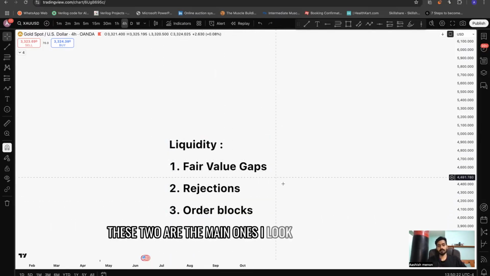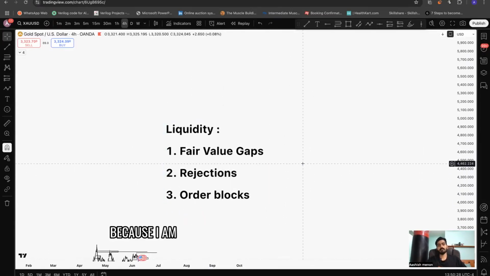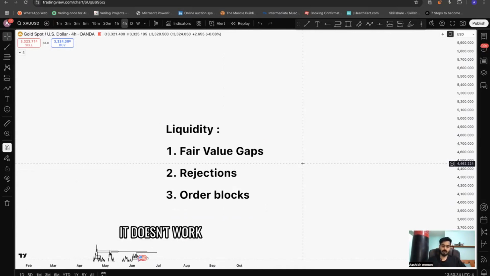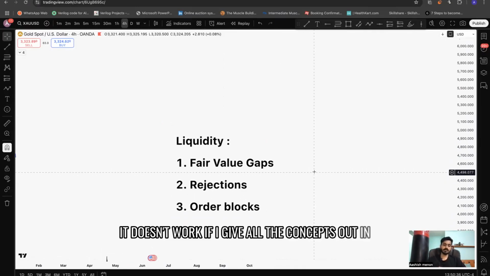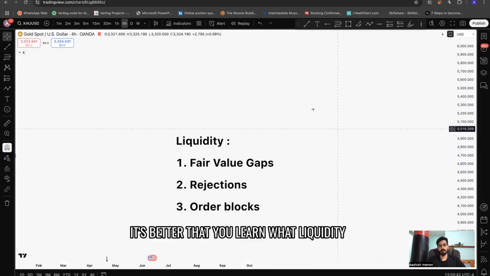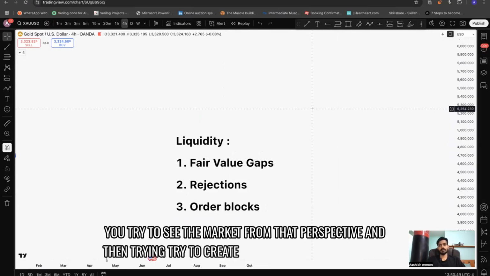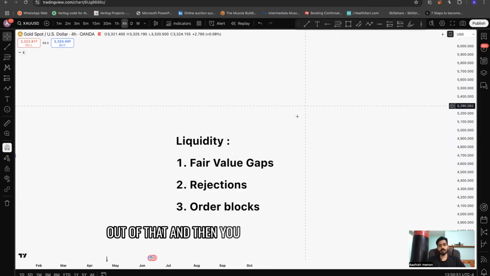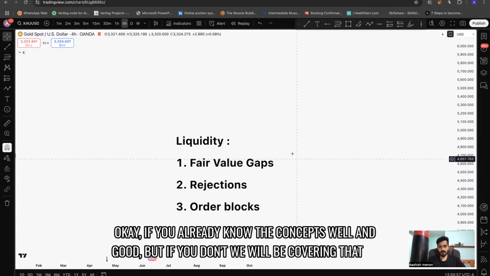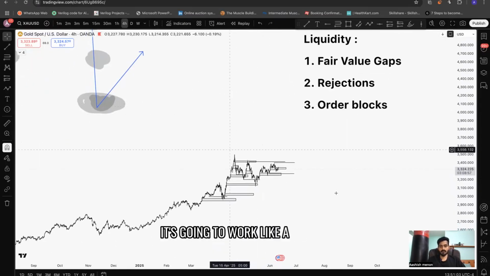These two are the main ones I look into, and we will be going much deeper into these concepts, because I am not going to overload you with information in just one video. It doesn't work. If I give all the concepts out in just one video, you are not going to learn anything from it. It's better that you learn what liquidity is, try to see the market from that perspective, and then create your own view or patterns out of that, and then you can get into the concepts. If you already know the concepts, well and good, but if you don't, we will be covering that as the days go by. So just stick by it. Just try this out. It's going to work like a charm.